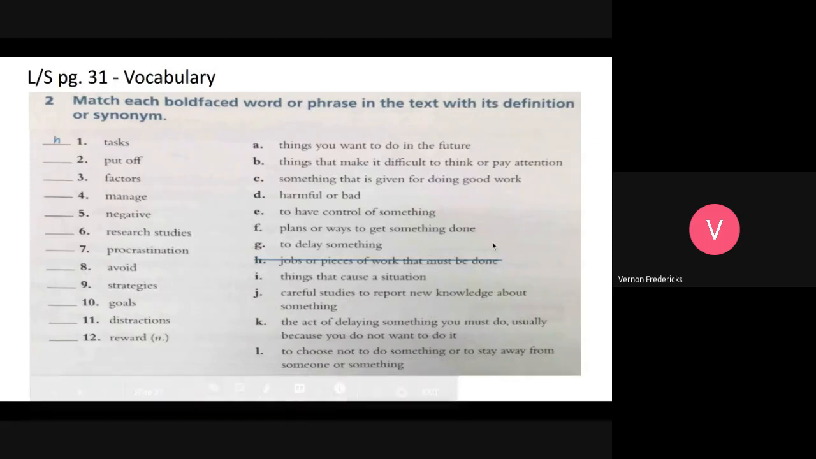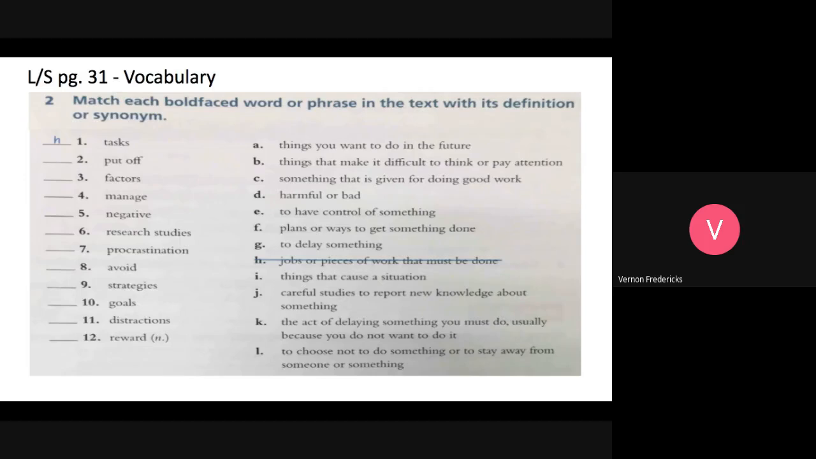Okay. Let's do this exercise, students. Match each bold-faced word or phrase in the text with its definition. Okay. So number 1 is finished. Task, jobs or pieces of work that must be done. Number 2, put off. Put off matches with what? Put off matches with number G, to delay something.